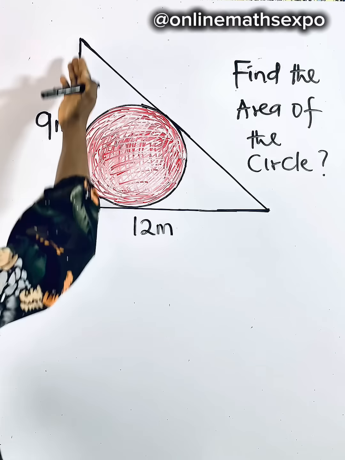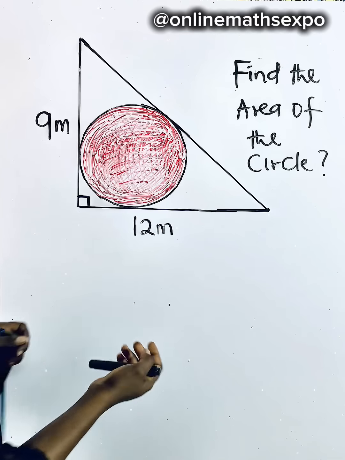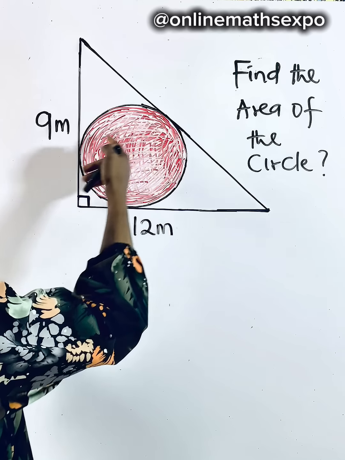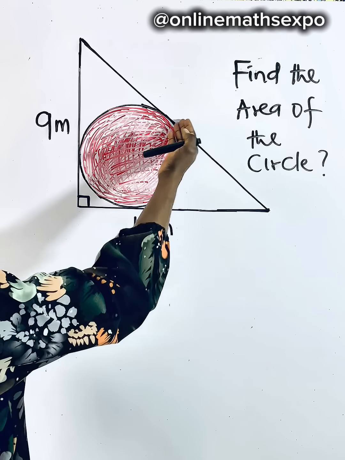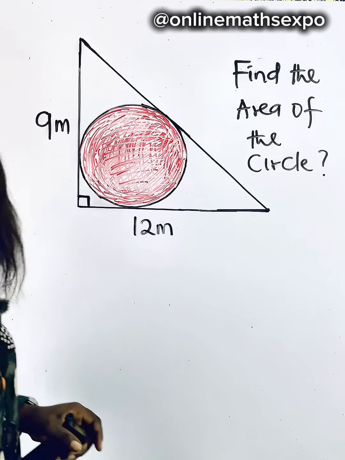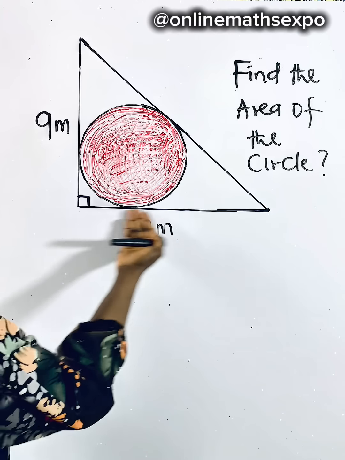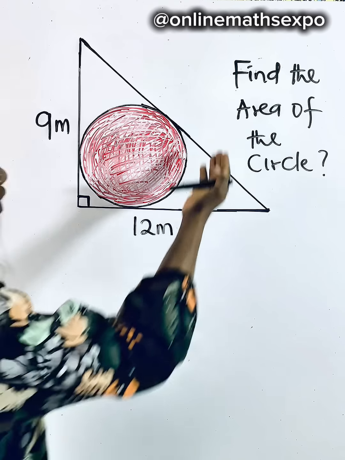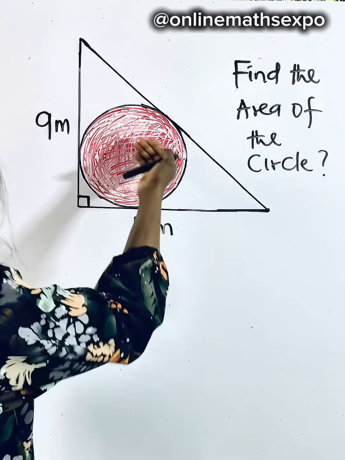We are given a right angle triangle, and inscribed is a circle such that the circumference of the circle is touching the three sides of the right angle triangle. And this shape measures 12 meters and 9 meters, and we are asked to find the area of this circle.